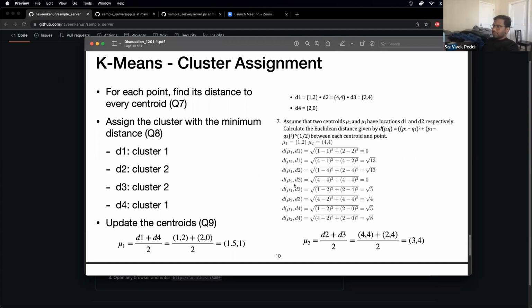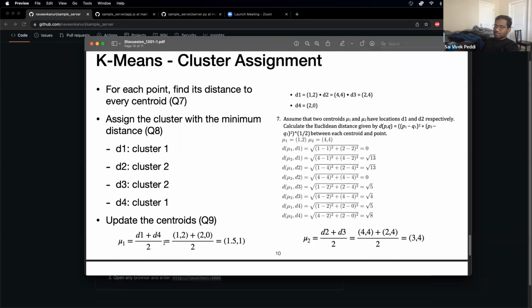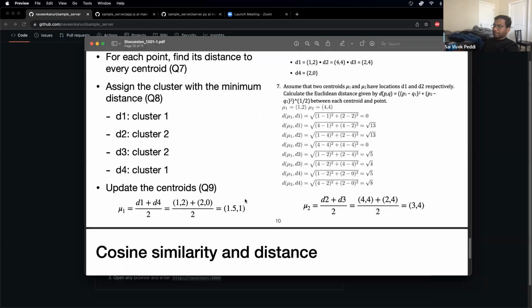For D2, we are saying it is cluster 2, because here you can see the distance between the centroid mu2 and d2 is 0, whereas mu2 and d1 is root 13. So we can say that it belongs to cluster 2. In a similar manner, you can figure out which cluster each of the other points belongs to, and then you just update the centroid using the d1 plus d4 by 2 formula, similar to what we've done before.